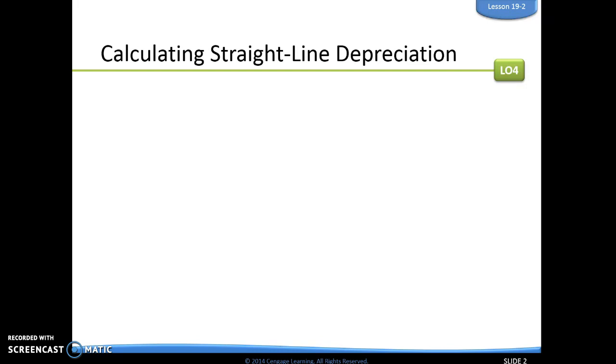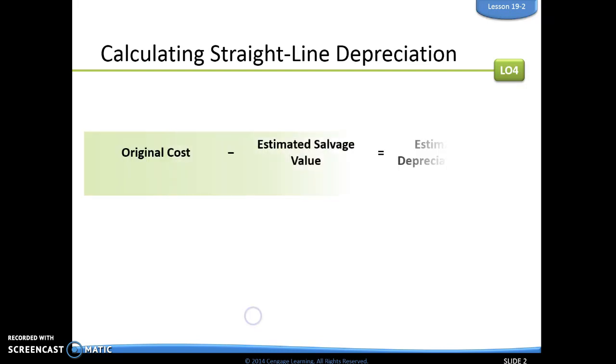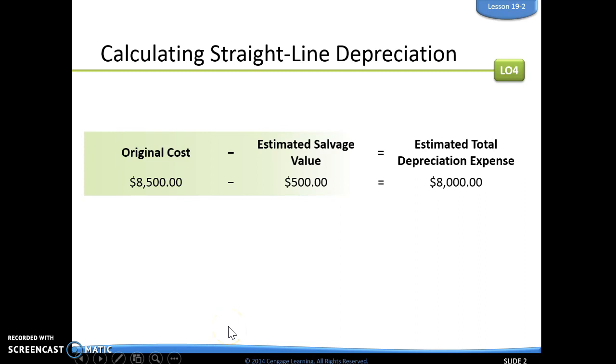So first thing that we're going to do is look at calculating straight line depreciation. So what we're going to do first is we're going to take the original cost of the item and subtract from it the estimated salvage value. That's going to give us what we believe it will depreciate in for the time that we own it. So here we have something that we paid $8,500 for. We estimate that the salvage value will be $500. So we're estimating that while we own it, it will depreciate $8,000.